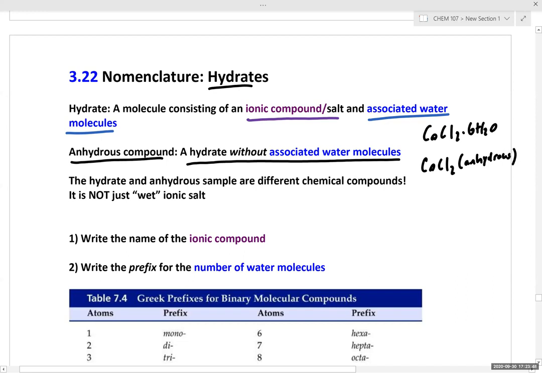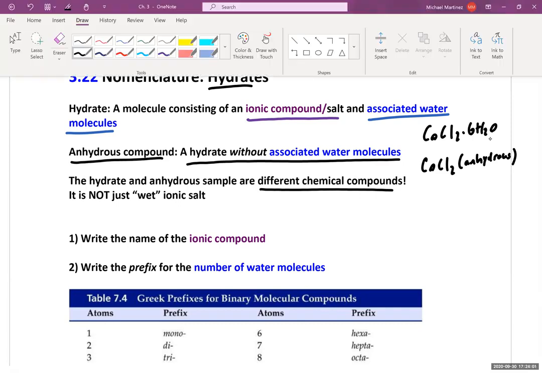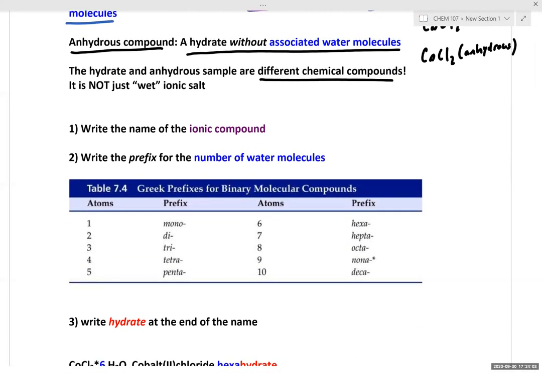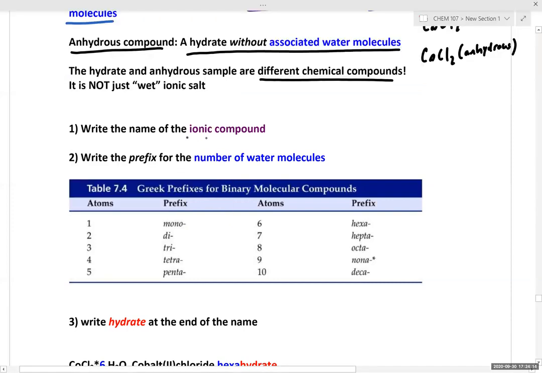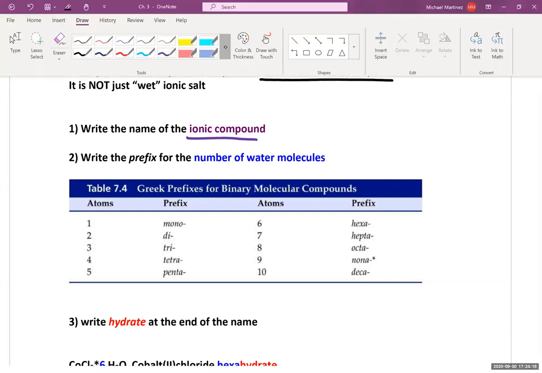Now, note the hydrate and anhydrous sample are different chemical compounds. It's not just a wet salt. It's an entirely distinct chemical species. Thankfully, naming hydrates is pretty straightforward. First, you write the name of the ionic compound. So you have to remember your rules for naming ionic compounds and determining whether it's a transition metal or a main group containing ionic compound.